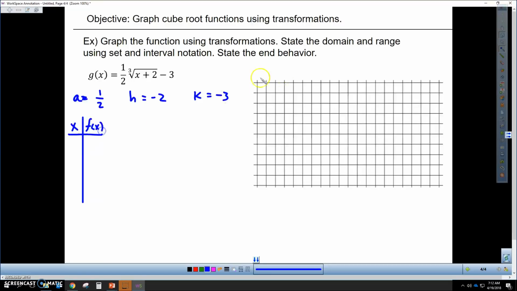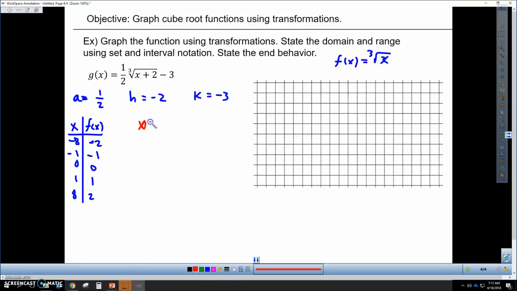So I say f of x is equal to the cubic root of x. Those input points are -8, -1, 0, 1, and 8, and the outputs are -2, -1, 0, 1, 2.